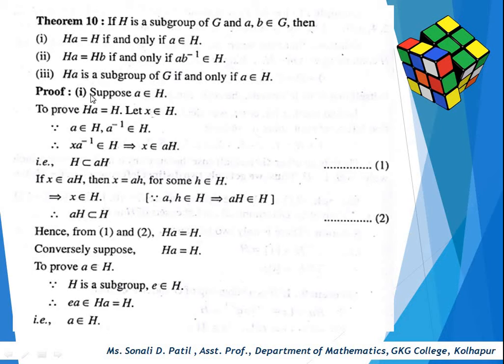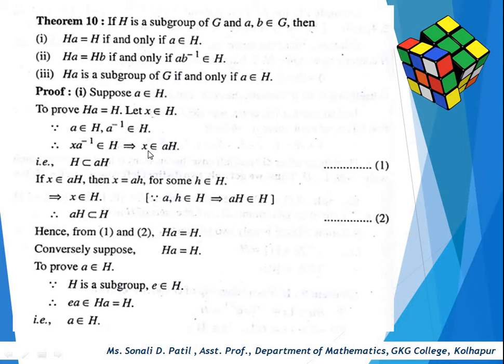So first part, suppose a belongs to H. To prove Ha = H. Okay, so let x belong to H. Then we have a belongs to H, so we can write a inverse also belongs to H. Okay, so here x belongs to H and a inverse also belongs to H. So by using the closure property we can write xa inverse belongs to H.